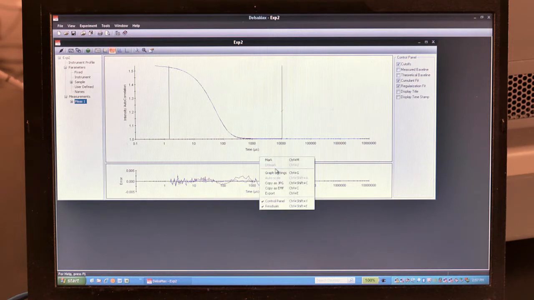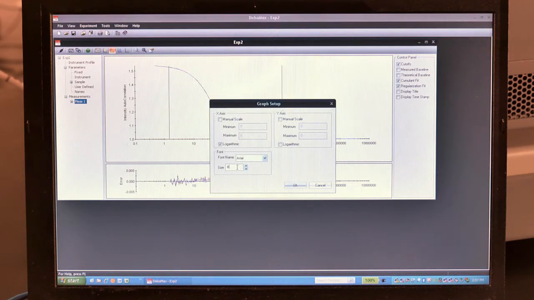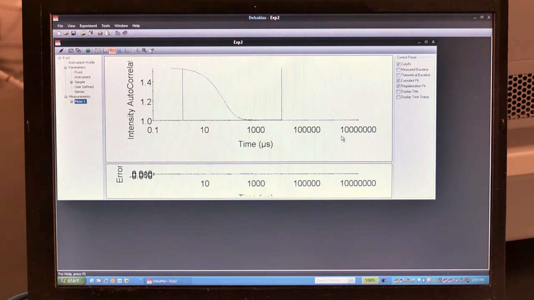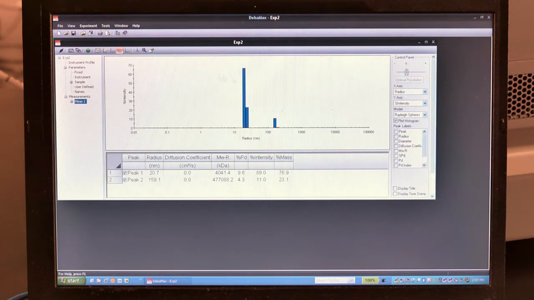So this data log table also has customizable font, which again I like to adjust to 20 for easier reading. It's just a few nanoseconds to collect all this data. If we want a graphical representation of our beads, we're able to look at a histogram, and this is trying to detect as many different species in the sample as possible. So this actually identified 2 peaks, one at 20.7 nanometers in radius.